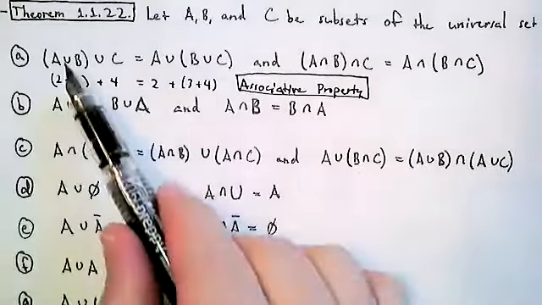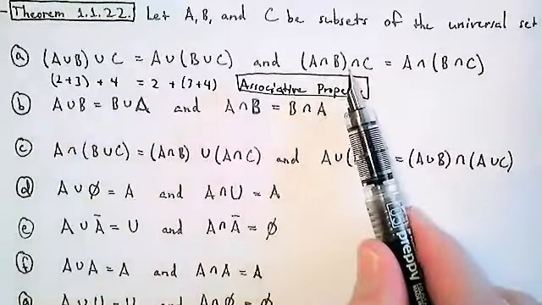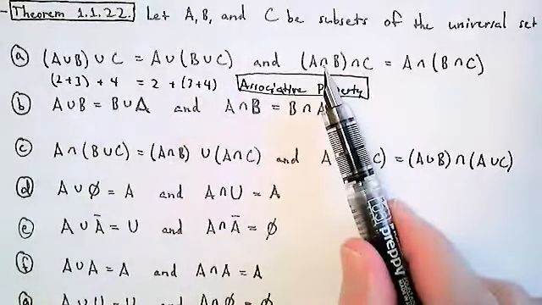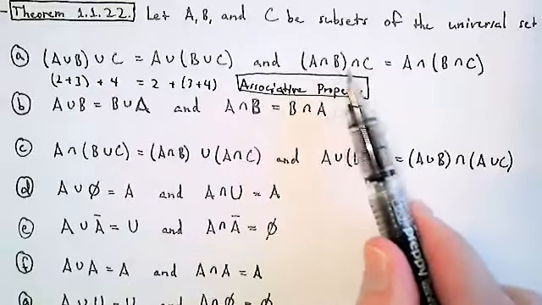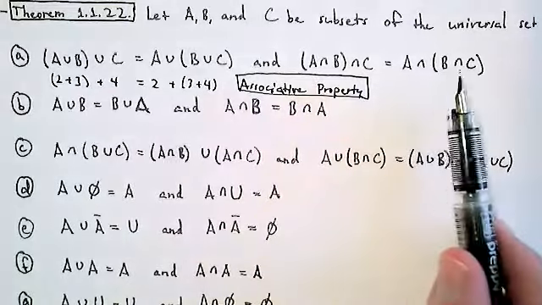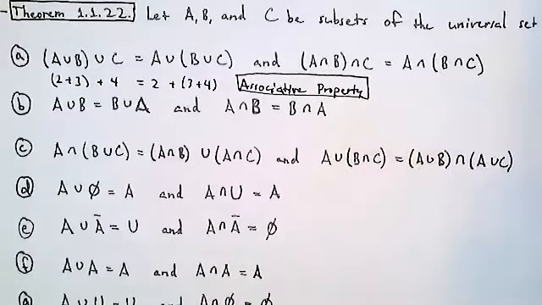Okay, so that's half of it. The other half says that the same thing is good for intersections. So if I have two intersections like this, I can regroup them, move the parentheses.